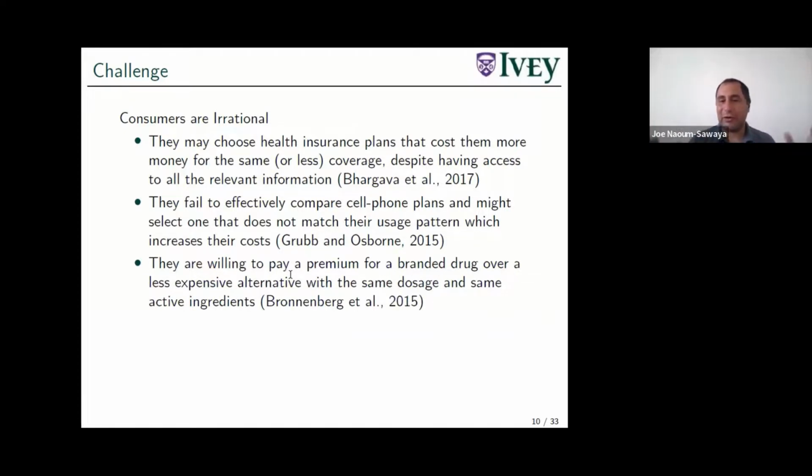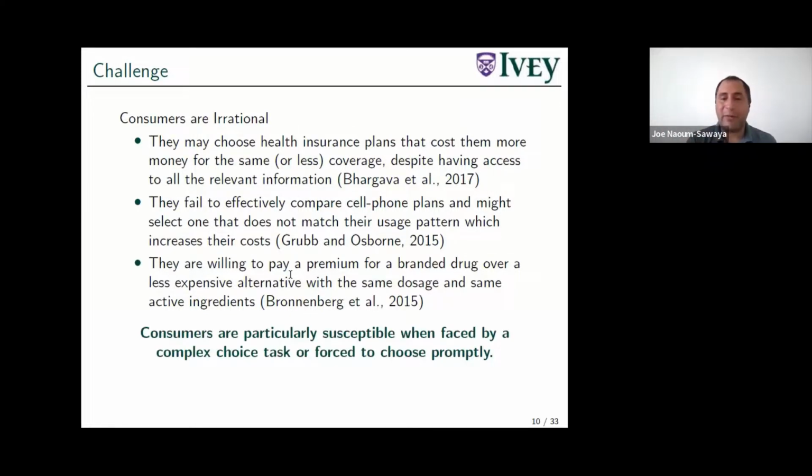Also, many of us would probably pick a branded drug over, for instance, other ones that would be cheaper but still have the same dosage, same ingredients. And again, this is all coming from consumer behavior literature. And this becomes a bigger problem when you are faced by complex choice, or you are forced to choose promptly, or the time is restricted for you to pick the choice, which is the case for most of our consumer purchases.